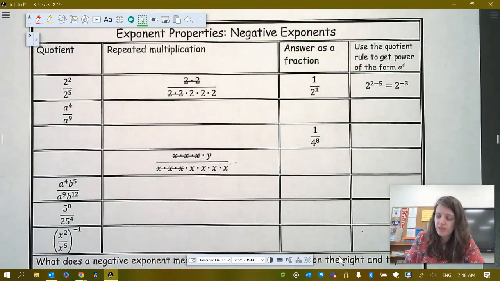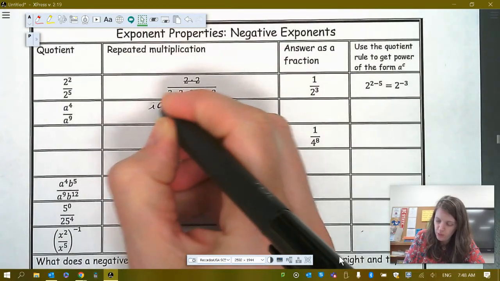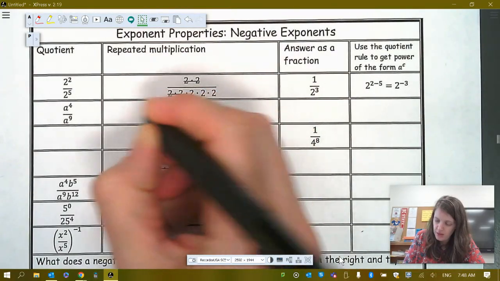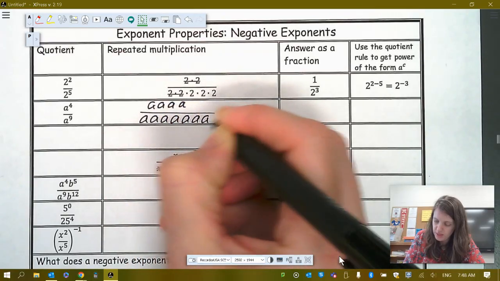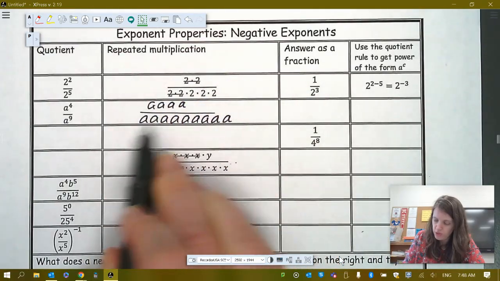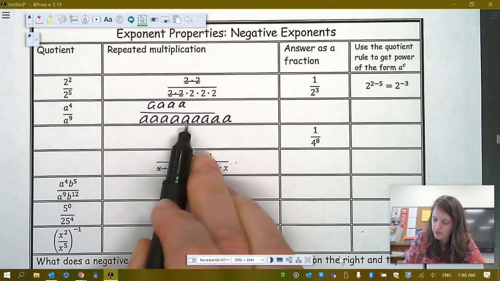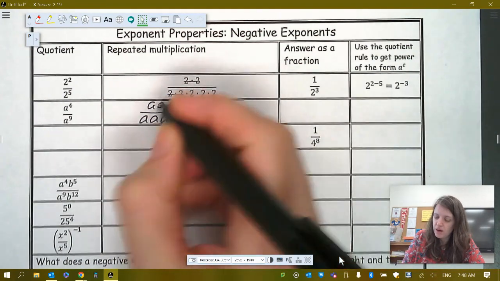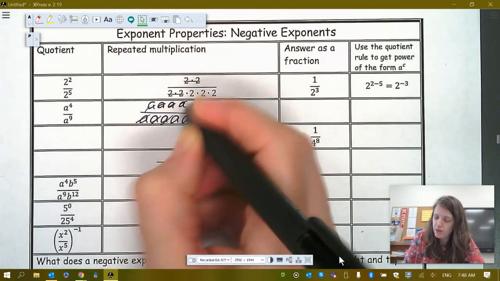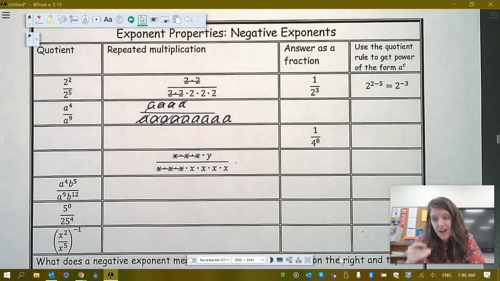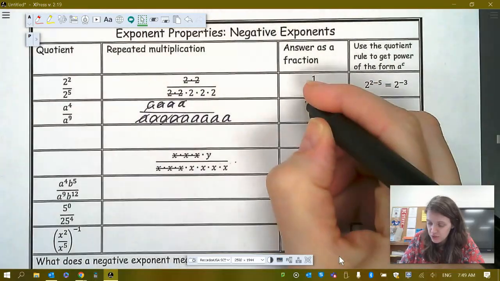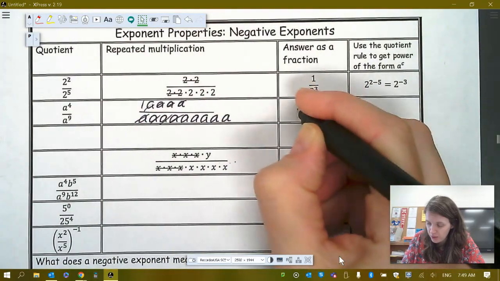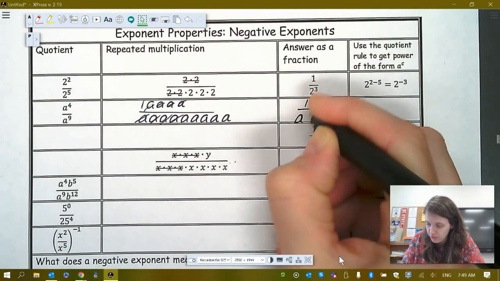So let's think about what's happening in this one. We have a to the fourth, and a to the ninth. So we've got 9 a's on the bottom, 4 a's on top. So 4, 1, 2, 3, 4, 1, 2, 3, 4, 5. So when we cancel our a's out on top and bottom, we're left with 5 on the bottom of the fraction, which means that there's still a 1 on top. 1 over a to the fifth.